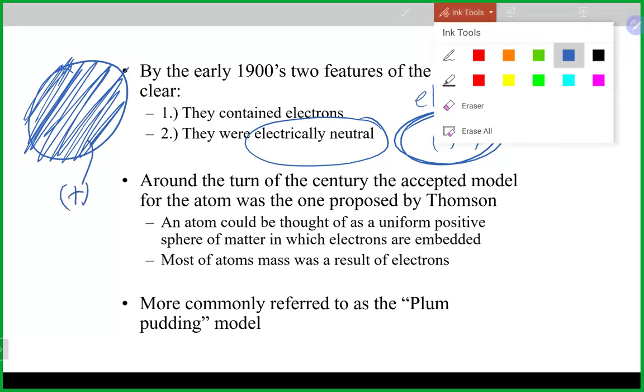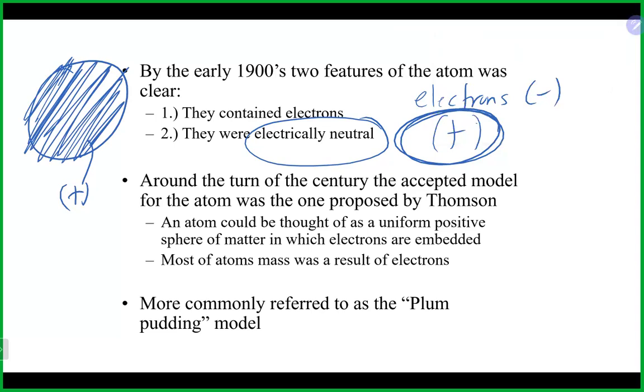So we have all this positive charge spread out. And Thomson's model was, in addition to this positive charge spread out all over the atom, embedded inside the atom were these negatively charged electrons. And most of the mass of the atom was a result of these negatively charged electrons.